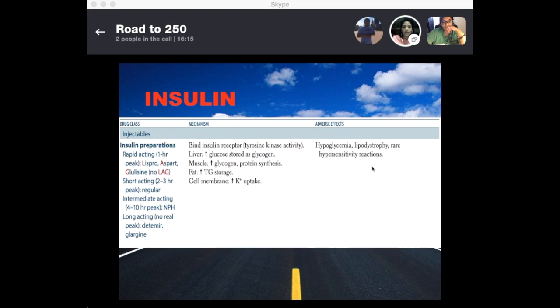So that is what happens in a patient with this lipodystrophy, which makes sense because usually they might be getting their insulin shot in their stomach. And then it has rare hypersensitivity reactions in general. So, any questions about insulin or anything anybody wants to add?